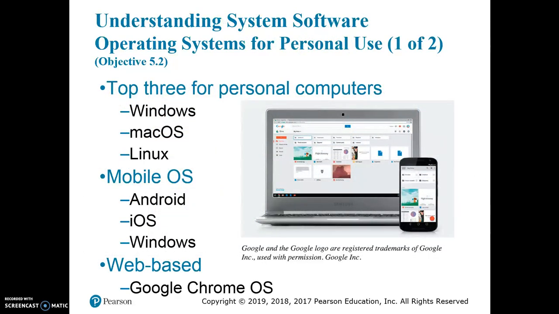The top 3 operating systems for PCs, or for personal computers, not just PCs, okay, are Windows, of course, Apple's Mac OS, and Linux. So those are the top 3 for personal computers. Okay. Our little personal devices, our mobile devices, they require these special operating systems as well, and these include, like I just said, Android, iOS, and Windows.